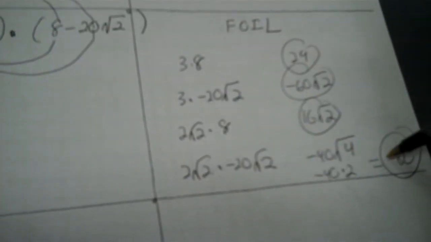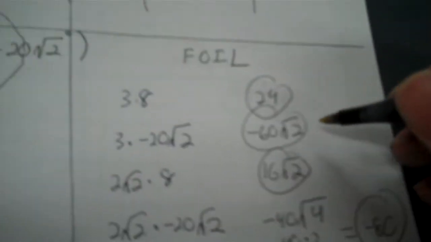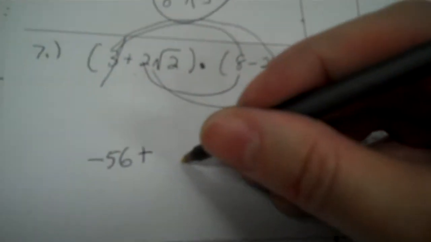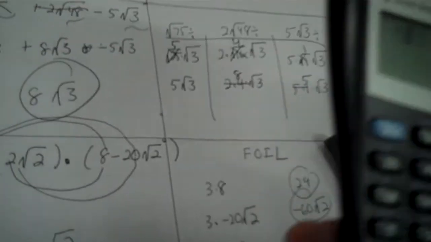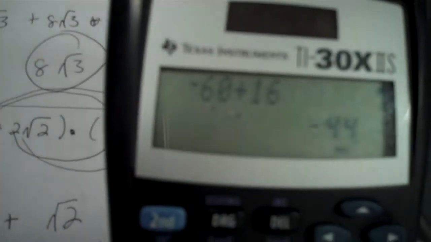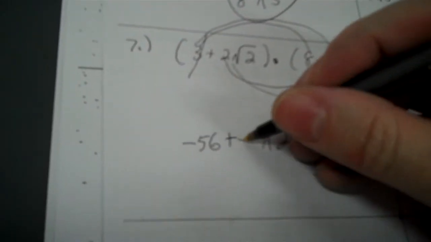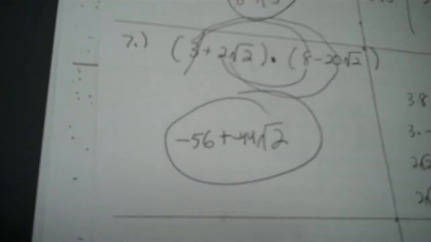Okay, now I would add these because neither one of those has a square root anymore, so I take 24 plus negative 80, negative 56. In the middle we've got the same radical, so that allows me then to add the outsides. Negative 60 plus 16, negative 44. Boom. Okay.